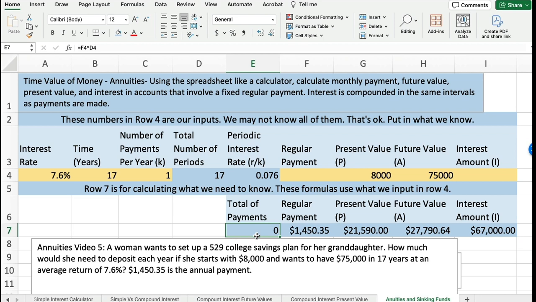And the reason why that's happening is because I have not copied the regular payment that we just calculated up into the gold cell. Any additional information that we want from down here in row 7, we need to make sure that everything up here that's in gold is filled in based on what our calculations have been up to this point. So we know that the regular payment is correct now that we've calculated that. So we can put that up here in row 4.